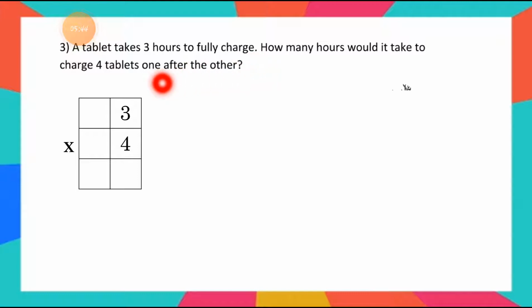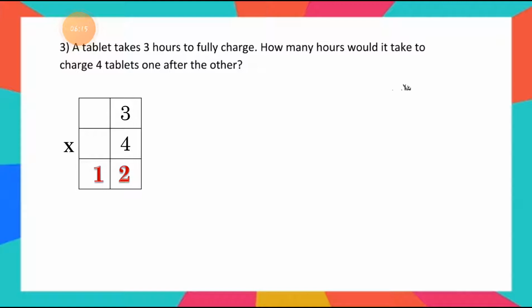It takes 3 hours. How many hours would it take to charge 4 tablets one after the other? It means you have to charge the first tablet. It takes 3 hours. Then you have to put the second tablet. It also takes 3 hours. In this way you have to put 4 tablets. One tablet takes 3 hours. So how many hours do the 4 tablets take?